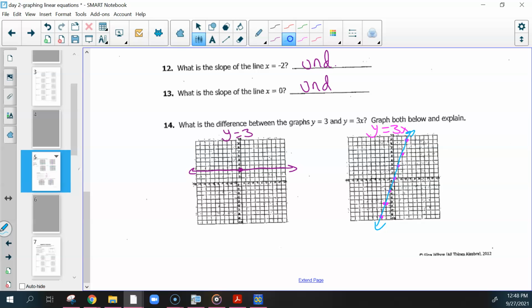So they both have X and Y intercepts? No. This one only has a Y intercept. It does not have an X intercept at all. This one has both. The ones that have X and Y will always have both. The ones that have Y or just X will only have one. I think those are all things.